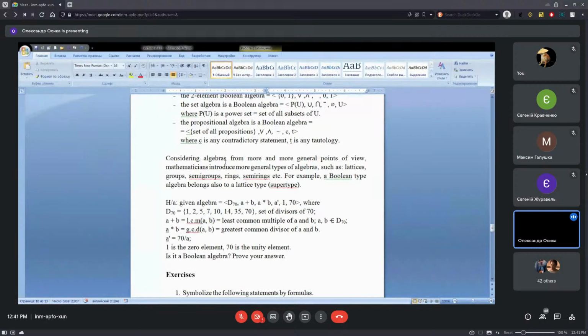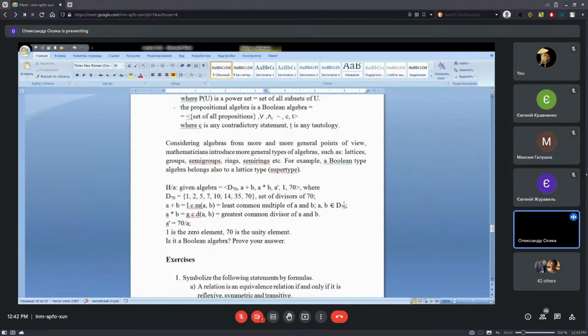Considering algebras from more and more general points of view, mathematicians introduce more general types of algebras, such as lattices, groups, semi-groups, rings, semi-rings, etc. For example, a Boolean algebra belongs to the lattice type, which is a supertype with respect to Boolean algebra.